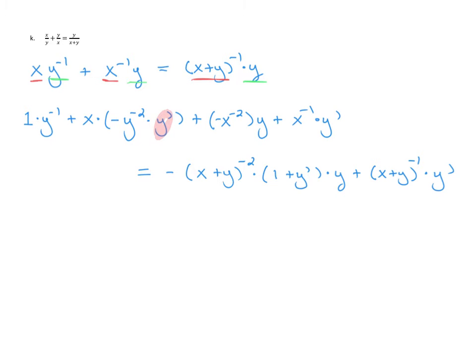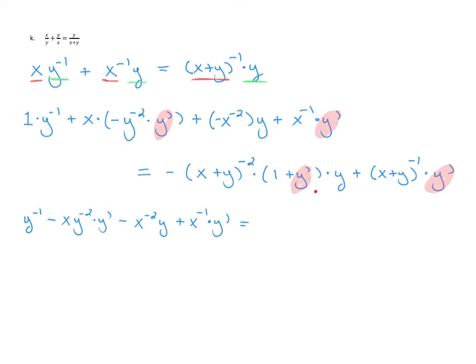So I have a y prime, I have a y prime, and a y prime. They're everywhere. I think it'll be beneficial to simplify this. Okay, so we have y to the negative 1 minus x y to the negative 2 times y prime, minus x to the negative 2 times y plus x to the negative 1 times y prime. That is this side of the equation.